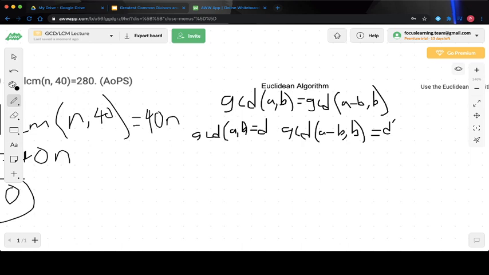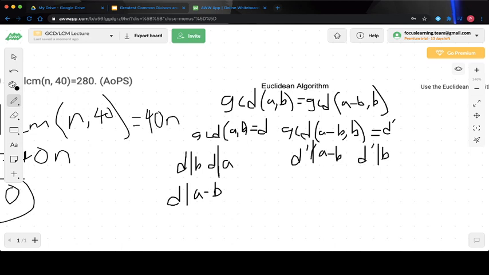From the first equation, we can establish that D divides B and D divides A. Since D divides both B and A, it must divide A minus B. In a similar fashion, D prime divides A minus B, and D prime divides B. Now, before I demonstrate the proof, if anyone has an idea of how the proof should continue, you can just type it below. I'll give you a few minutes.